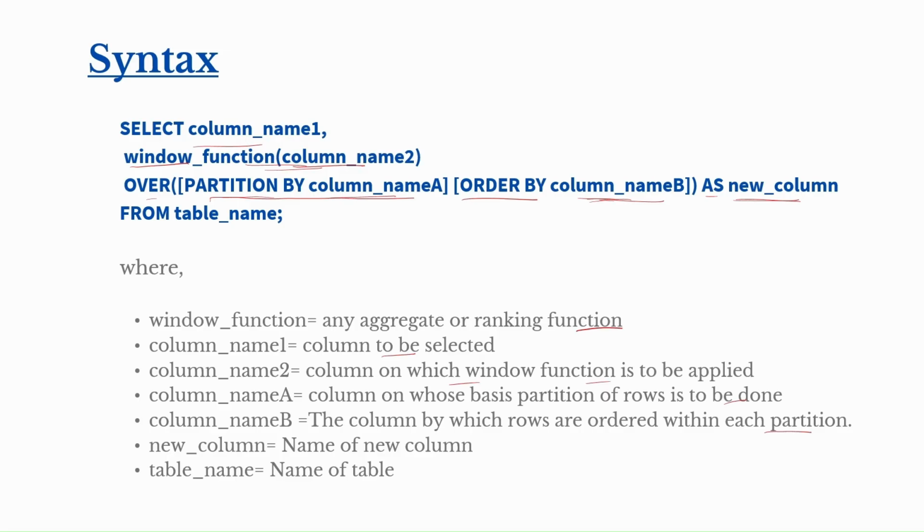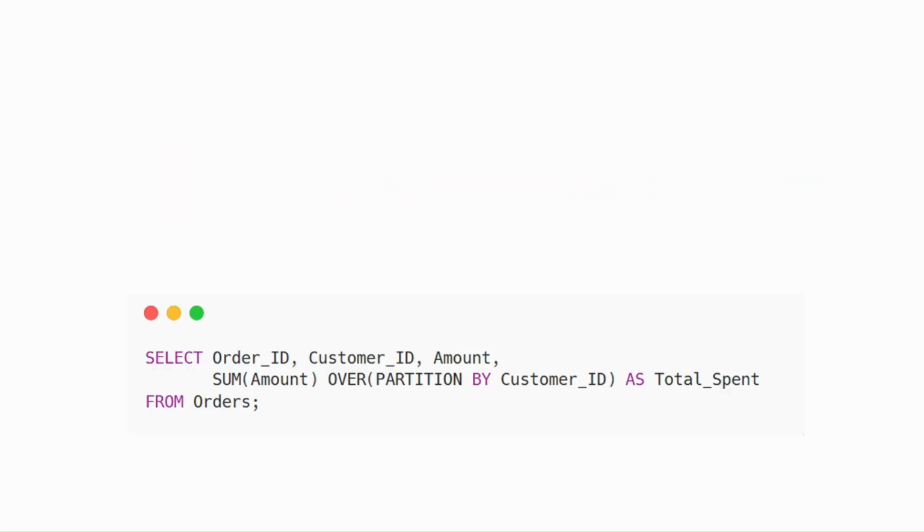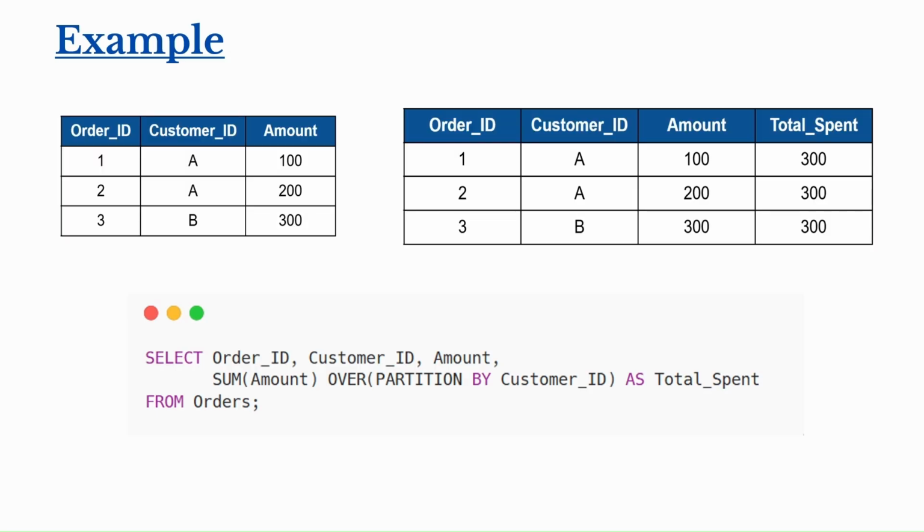So for the example that we just discussed, your SQL query would look something like this, where you will be writing select order ID, customer ID, and the amount. That will be the rows that we will be retrieving as it is. And next we are forming a window, which is the total spent, since we just want to compute the total amount spent by each customer.